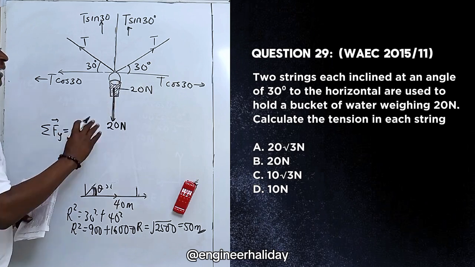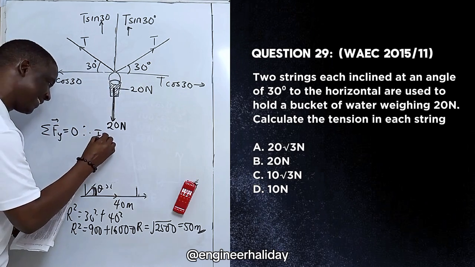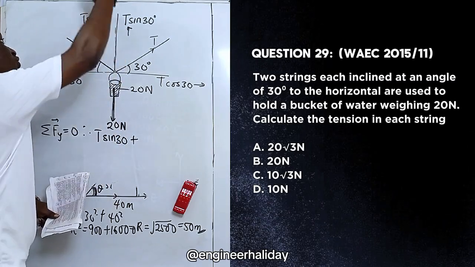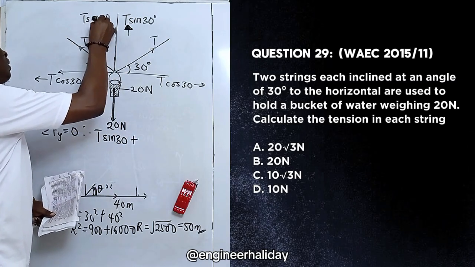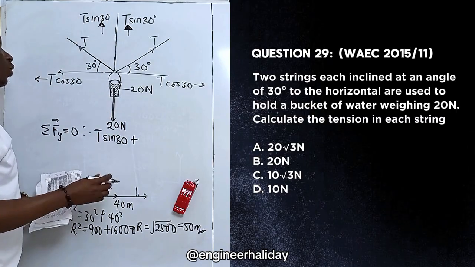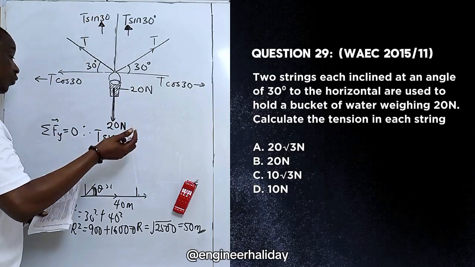For it to hold the bucket, it has to keep the bucket in equilibrium. So therefore, you would have what? T sine 30 plus what? That means sum of the two forces going upward. We add it. Do not forget that when two force vectors are moving upward or in the same direction, we add. But when they are moving in opposite directions, we subtract.